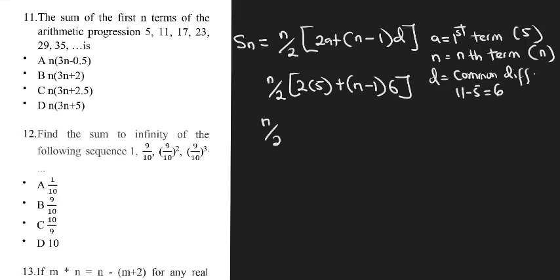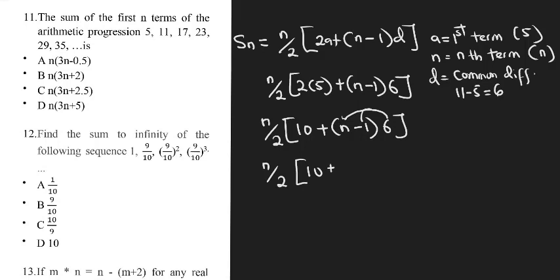So this one is going to be n over 2 into 2 times 5 is 10 plus into n minus 1, 6. So the next thing is to open this bracket. This 6 will multiply by this n, and it's going to multiply by this 1. And if this one opens up, we're going to have n over 2 into 10 plus, now it's going to be 6 times n is 6n, then minus 1 times 6 is minus 6. So we have something like this.